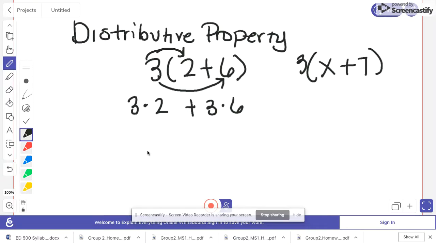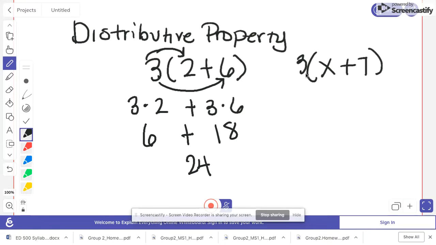So now 3 times 2, we're going to get 6. Great. All right. So you're going to have 3 times 2, which is 6, plus 3 times 6, which is 18. 6 plus 18 is going to give us 24. So now you've distributed the 3 into everything that's inside of the parentheses.